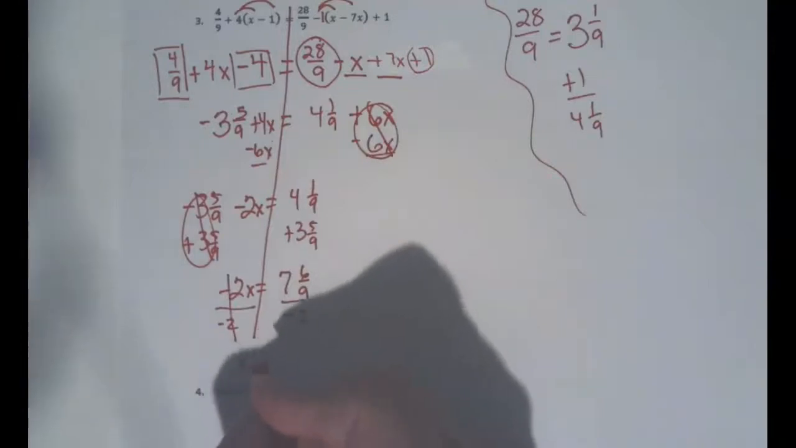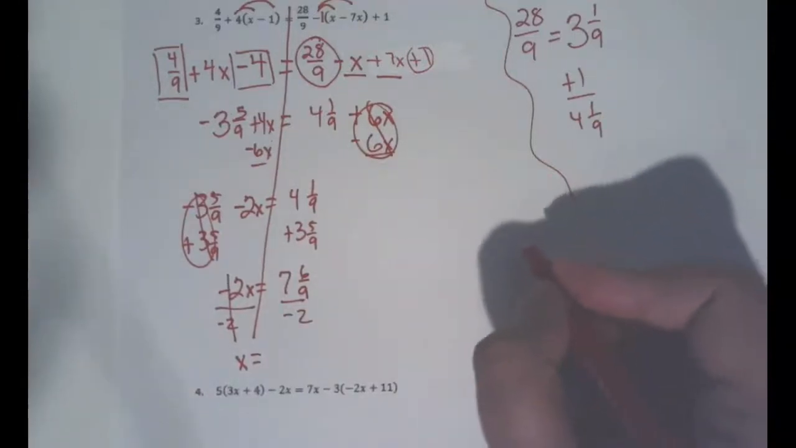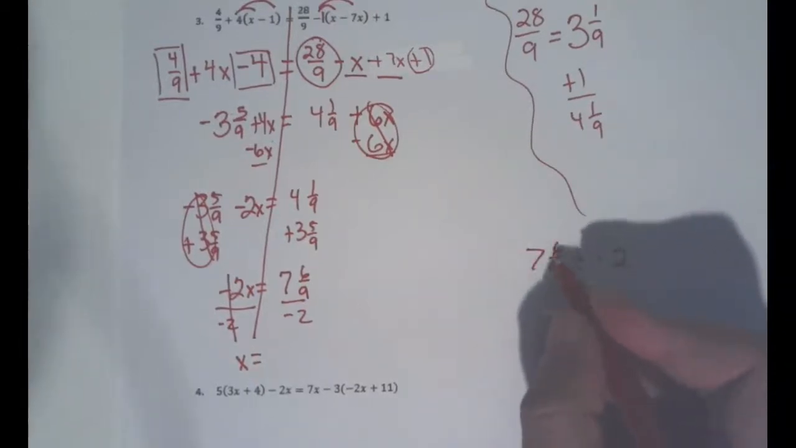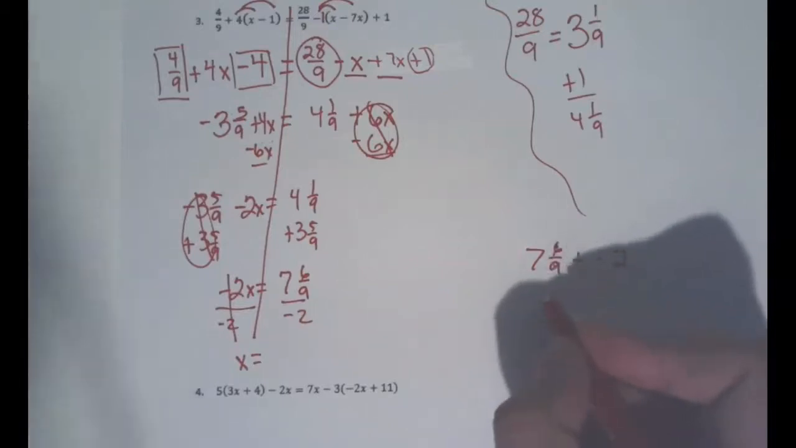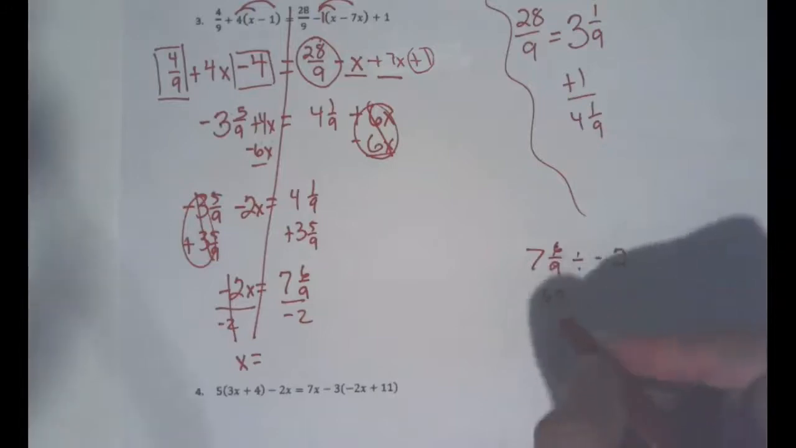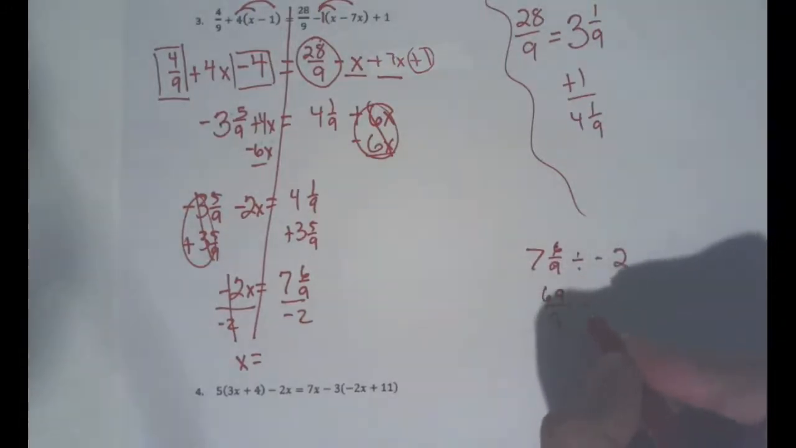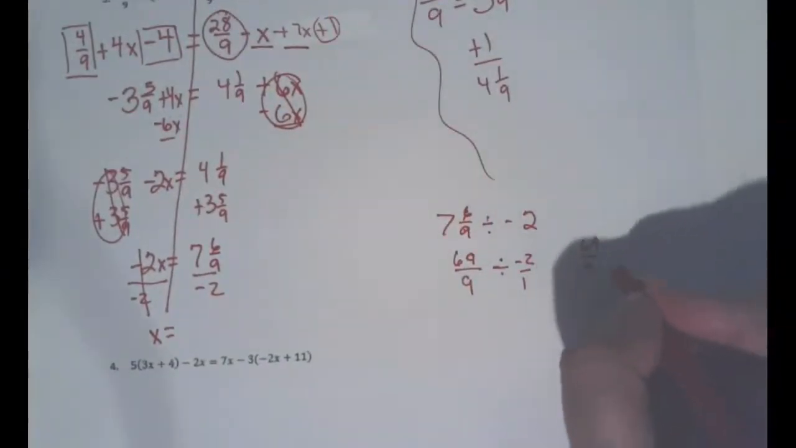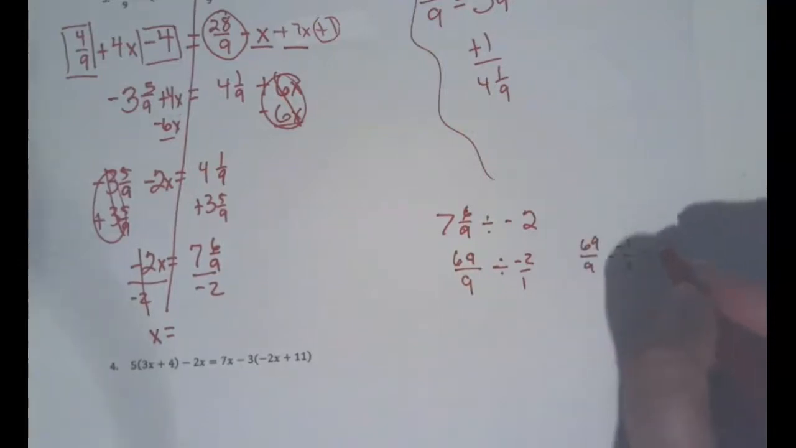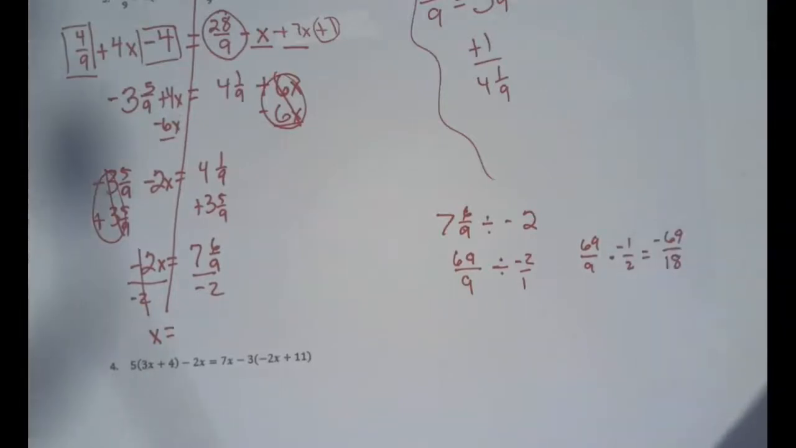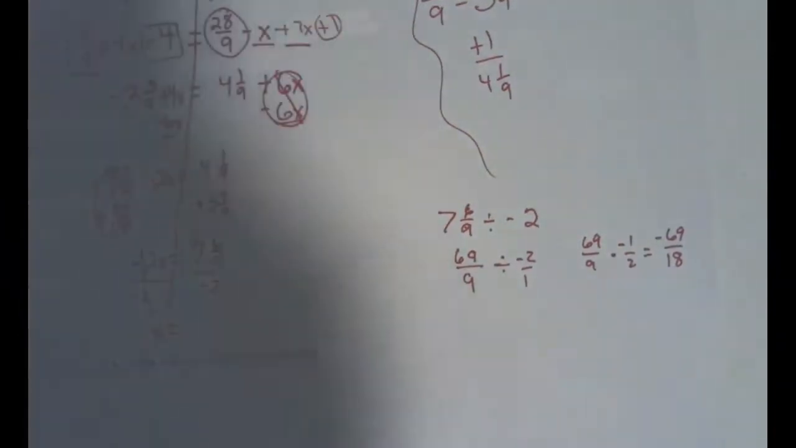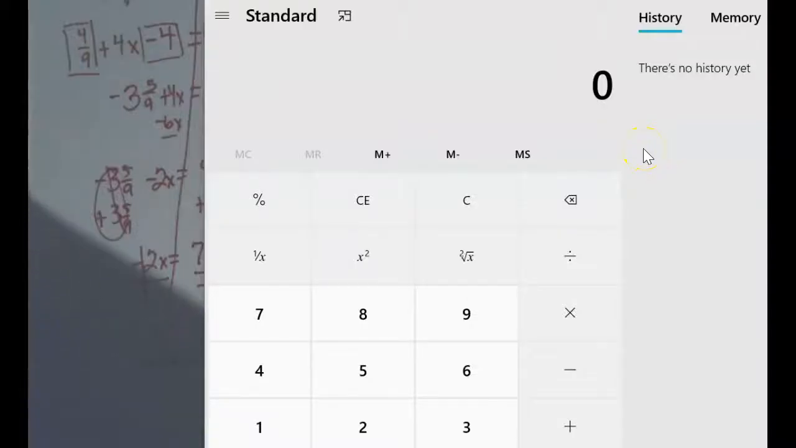which is going to give me, let's see, do a little work over here to the side again. 7 and 6/9 divided by -2. 63 plus 6 is 69/9 divided by -2/1, which would be 69/9 times -1/2. So -69/18. And then I can simplify that. I think I'll use my calculator to help with that. So I'll do 69.